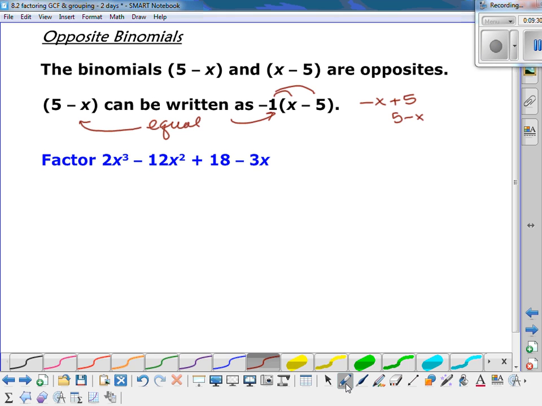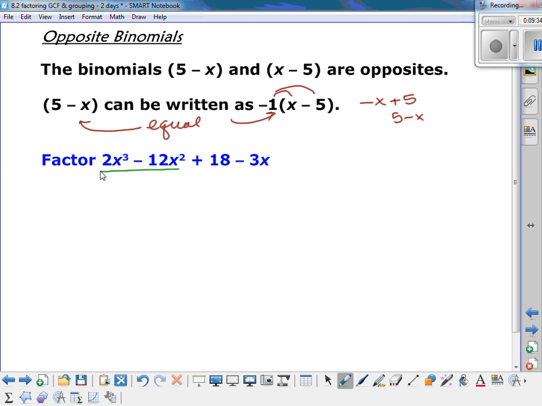Okay, so the first thing I'm going to do is my grouping. So I'm going to look at those two, and then I'm going to look at those two. So 2x cubed minus 12x squared, what goes into 2 and 12? 2. And how many x's can I take out? 2 of them. So I've got 2x squared, and then I divide these both by 2x squared. And so all that's left in the first one is x, and over here, the x squareds cancel out. 2 goes into 12 6 times. So you end up with x minus 6.